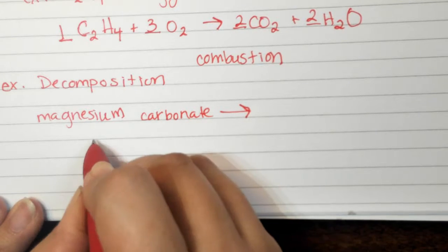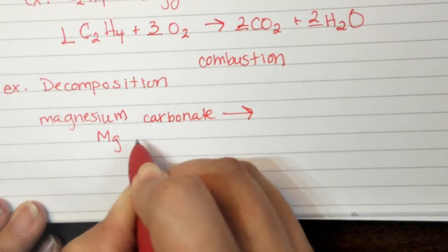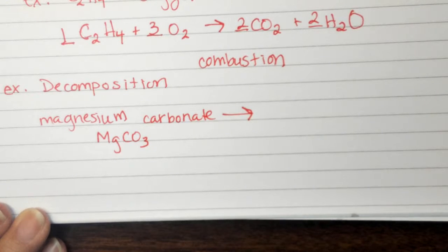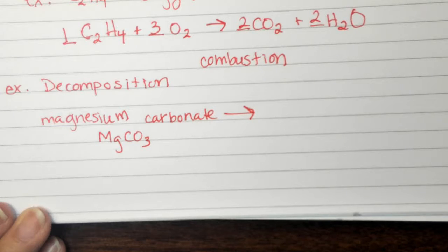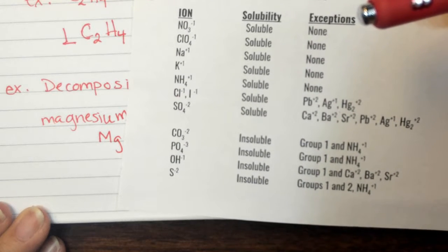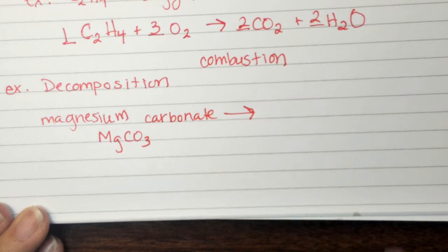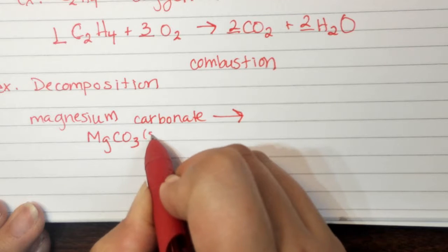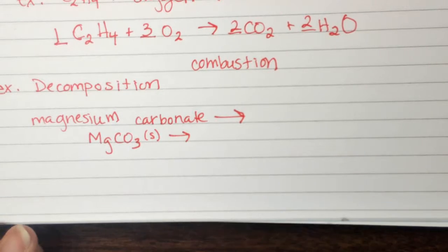First off, you'll want to write the skeletal form, Mg +2, CO3 -2, so it's a 1-to-1 ratio. If you look at your solubility rules, CO3 is insoluble except for group 1 and NH4. Mg is not group 1, so this is considered insoluble. It's a solid. So I'm going to predict products.